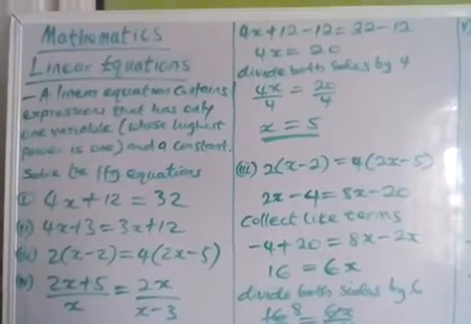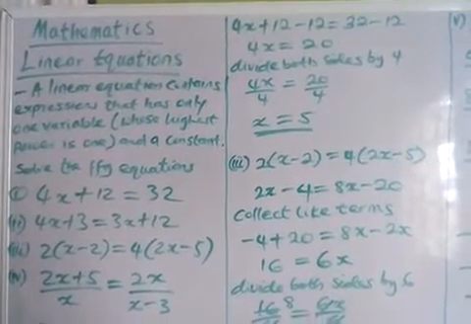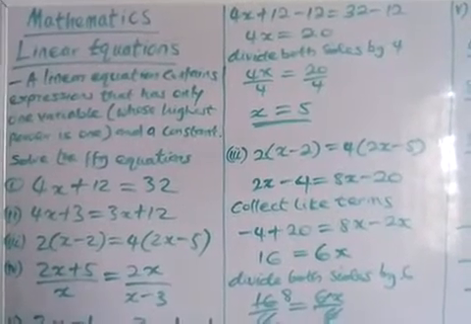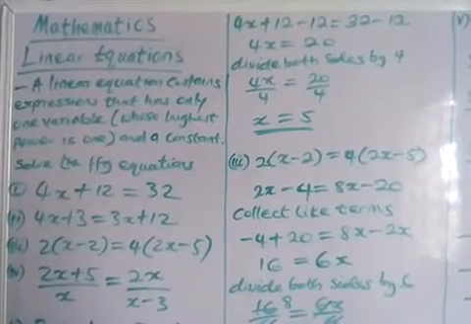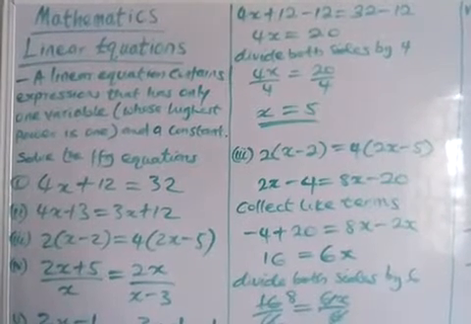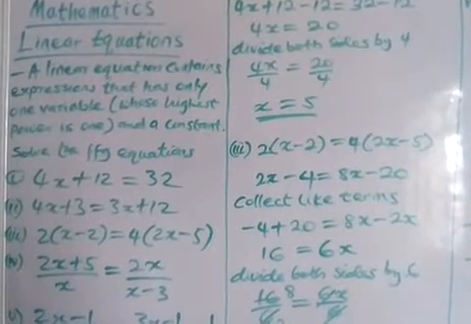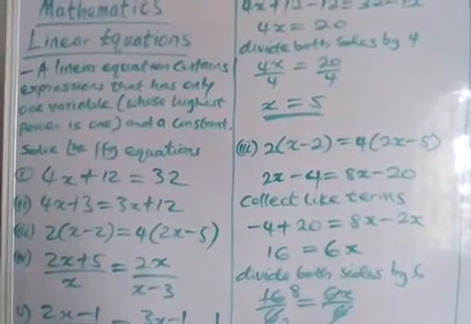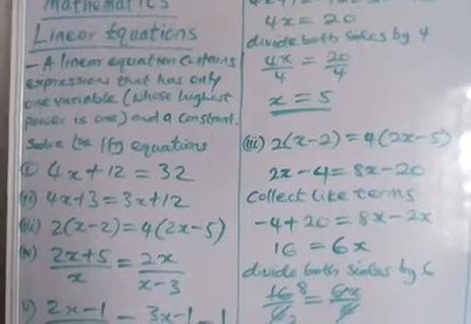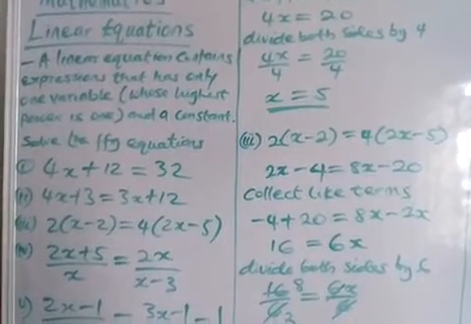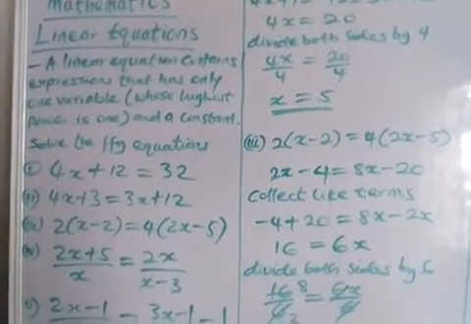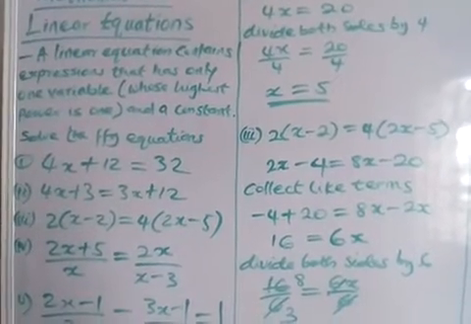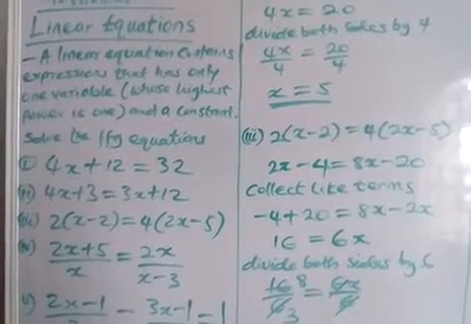The class. Today we are looking at what we call linear equations in mathematics. A linear equation contains expressions that have only one variable. Then that variable has a highest power of 1 and a constant. Any equation that contains a variable that has its highest power as 1 with a constant is what we term a linear equation.